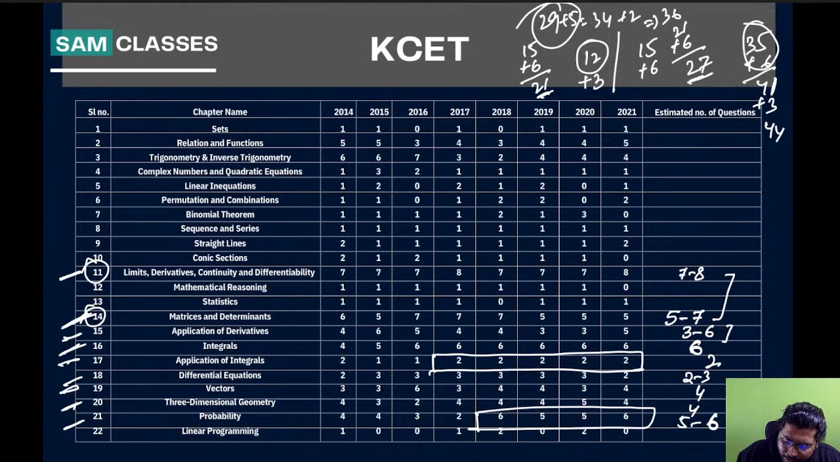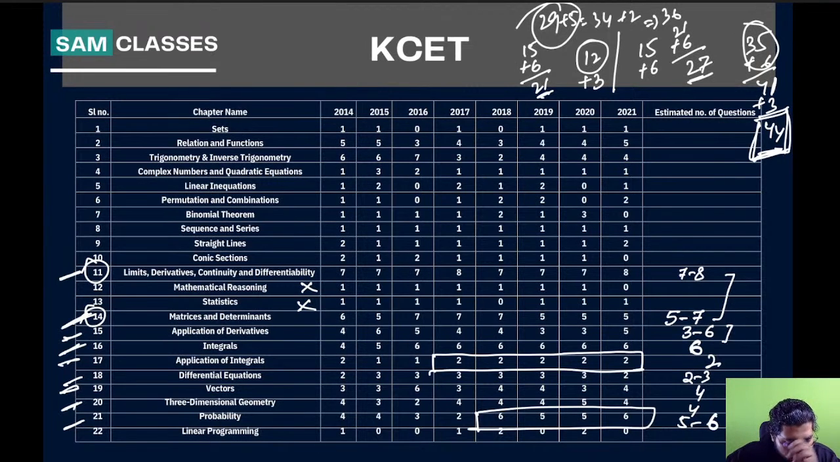So I can skip statistics and reasoning as of now, since they're not coming. Now coming to the other topics of 11th which are important. Just by doing 12 topics on an average, I can score 44 to 45 marks, or a minimum of 36 to 38 marks. Clear, everybody? Okay.